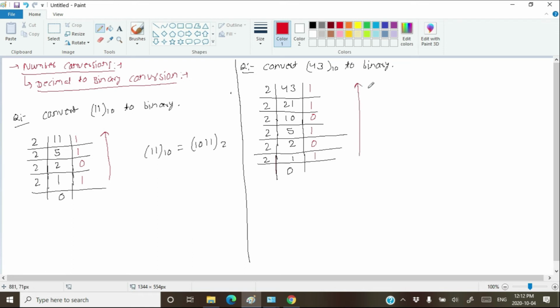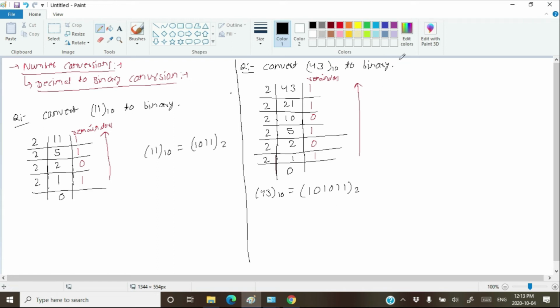So you have to take the remainders from bottom to top, and remember that these are the remainders. Therefore, you can say that 43 in decimal is equal to, taking from bottom to top, 101011 in binary. Both are representing the same quantity. 43 in decimal is representing the same quantity as 101011 in binary.